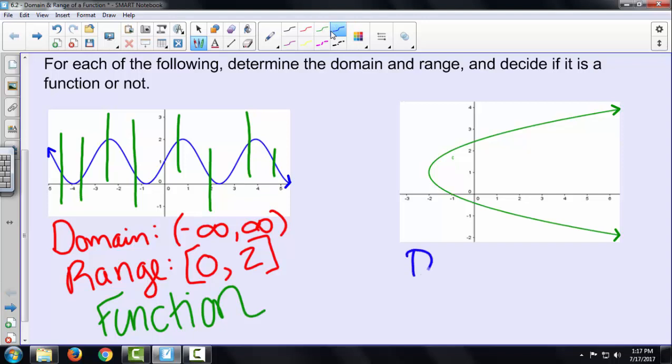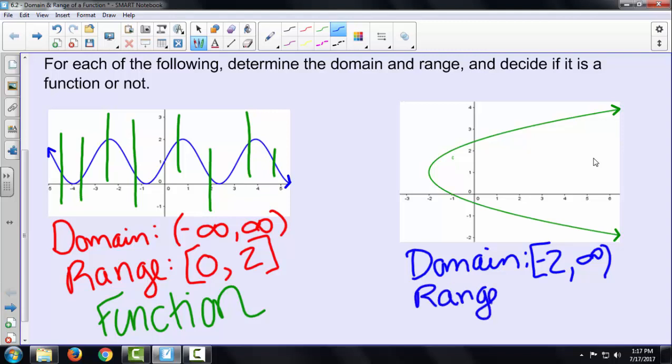Now looking at the second one, our domain is just our x values. So notice the smallest x value that the graph hits is -2. Everything to the left of it, we don't have a graph. So it actually hits -2, so we want to include -2. And then notice it keeps going to the right forever, so it's going to go to infinity. And remember, infinity always has parentheses.